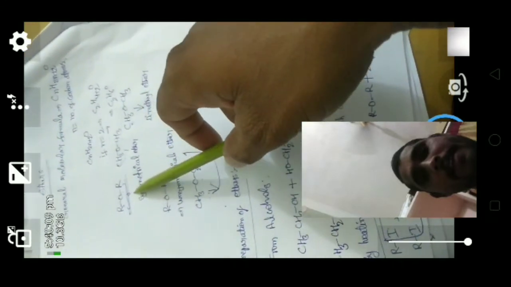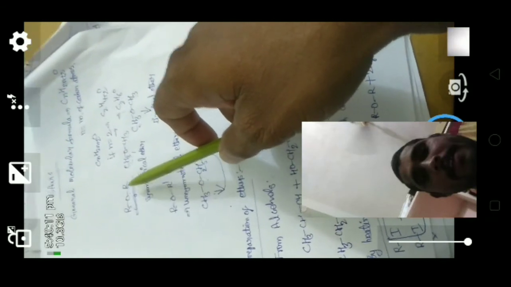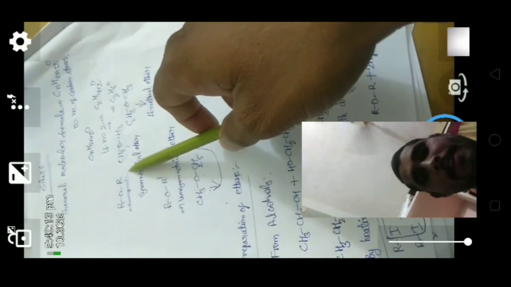Depending upon the bonding connectivity beside the oxygen, these ethers are classified into two types: symmetrical ether and unsymmetrical ether. If both carbon chains beside the oxygen are the same, then we call it symmetrical ether. If different chains are there, then we call it unsymmetrical ether, isn't it?